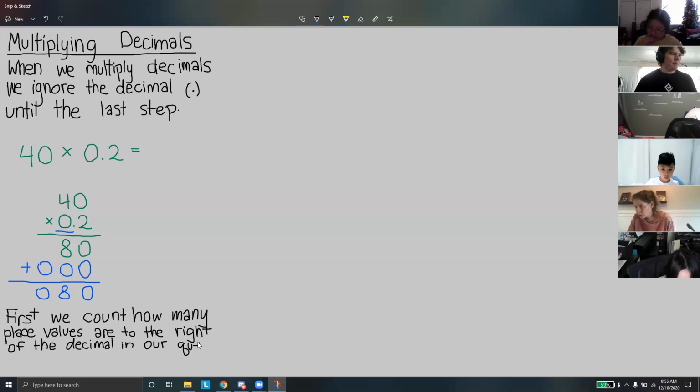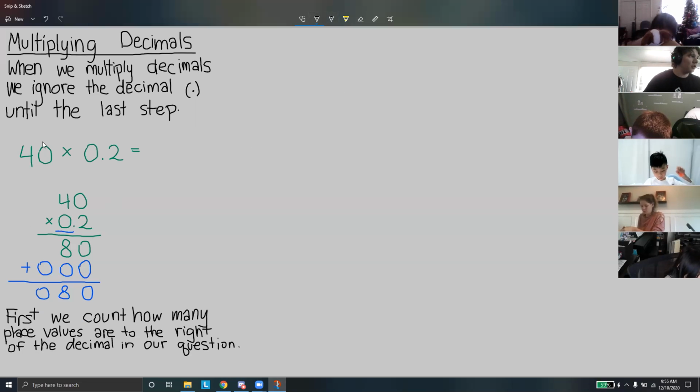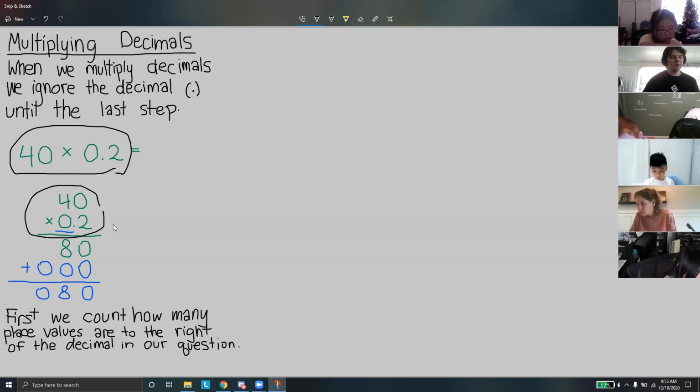So you see, the first step is we multiplied like normal. We had 40 times 2/10, or 0.2, and we just did 40 times 2. We found out that's 80 at the moment. 40 times 2 is 80, but we need to add the decimal. So in this step, we're going to count how many numbers are to the right of the decimal. We're looking at these two numbers, the numbers in our question.